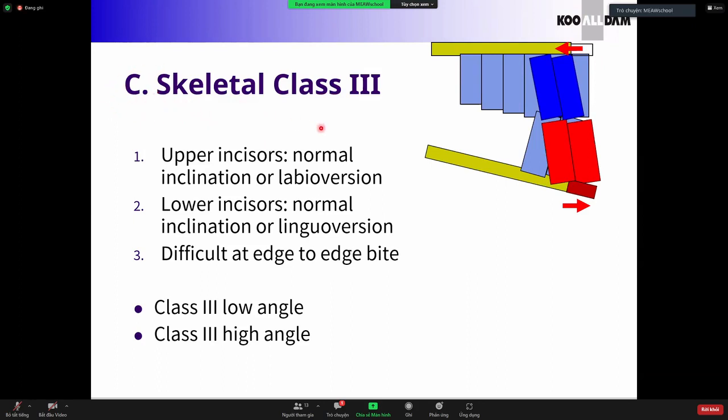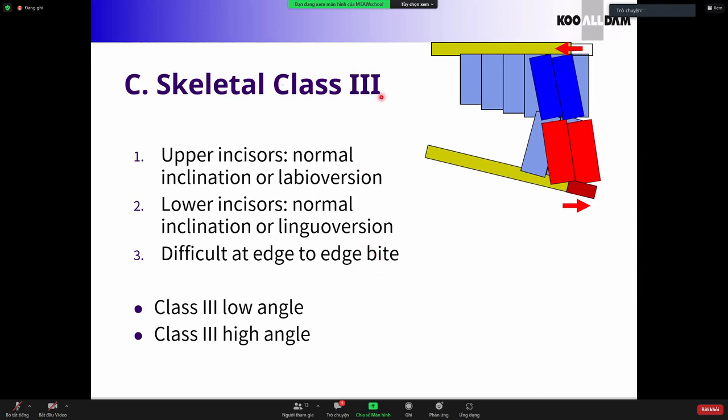This is a skeletal class 3. As you know, the skeletal problem is underdevelopment of the maxilla and a prognathic mandible. So the upper incisors show normal inclination or labial version, and the lower incisors show normal inclination or lingual version to compensate in the anterior area. In this type of malocclusion, it is not easy to make an edge-to-edge bite.